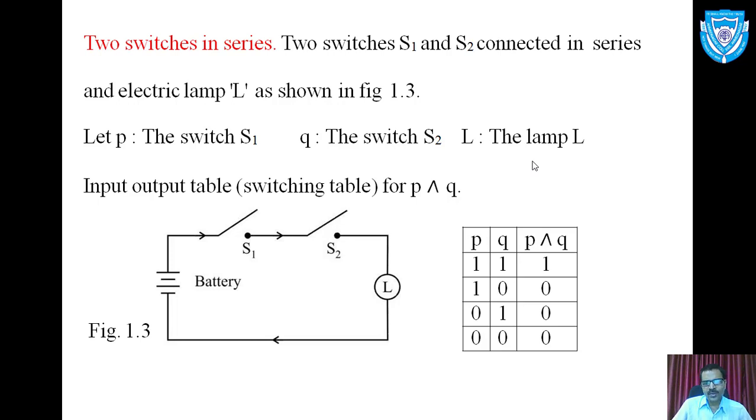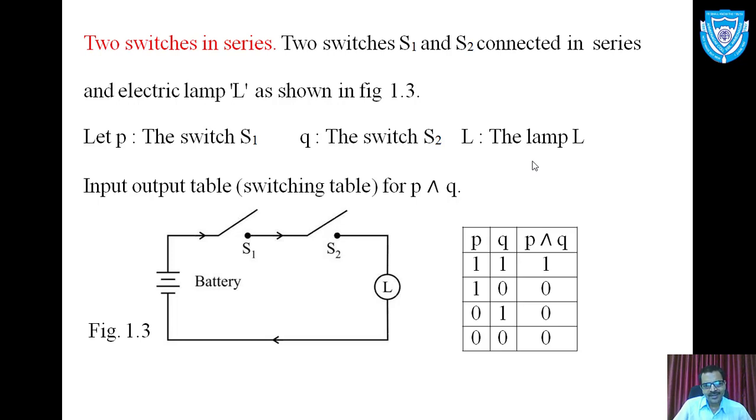Now the last row of the table. P possesses truth value 0, Q possesses truth value 0, means both the switches S1 and S2, they are in the off state and the current cannot reach from battery to lamp, and hence lamp is in the off state, lamp does not glow. Lamp does not glow means the statement L has truth value F, and that is same as the truth value of conjunction statement P and Q is false or 0.